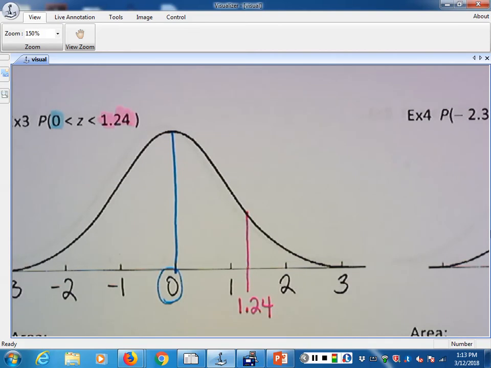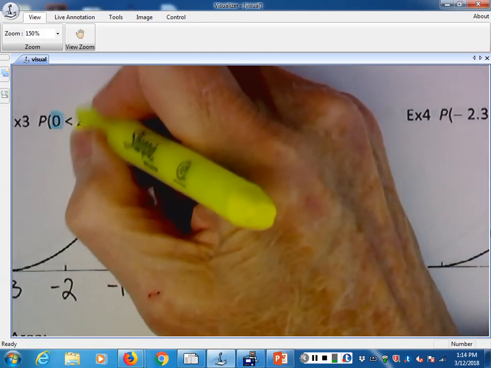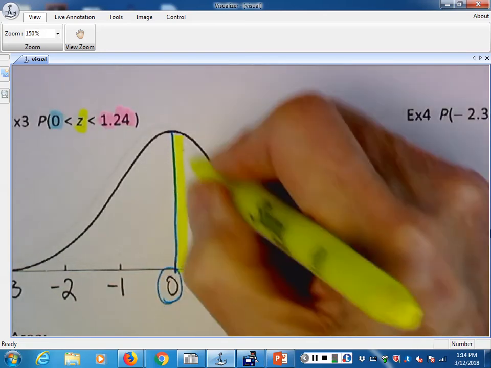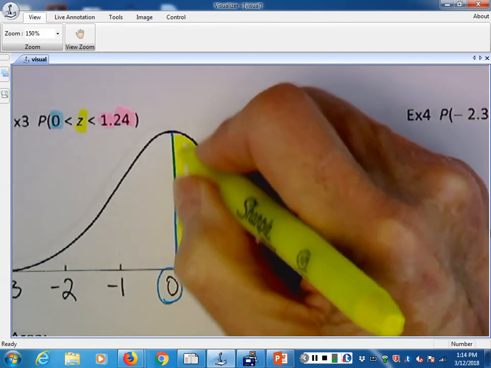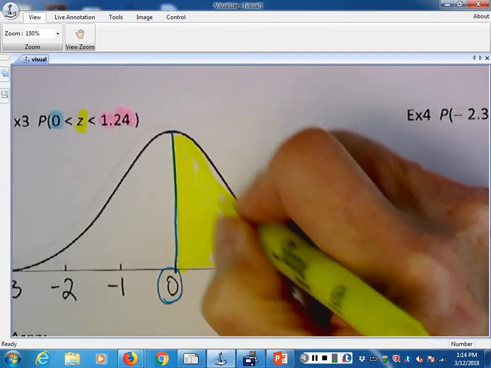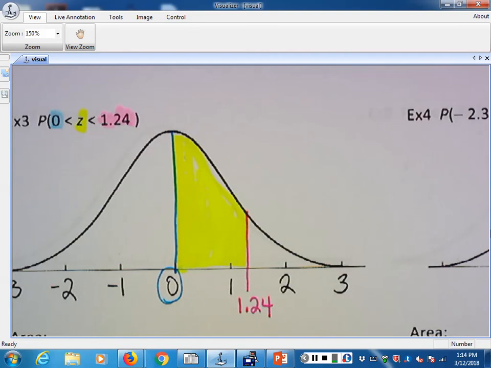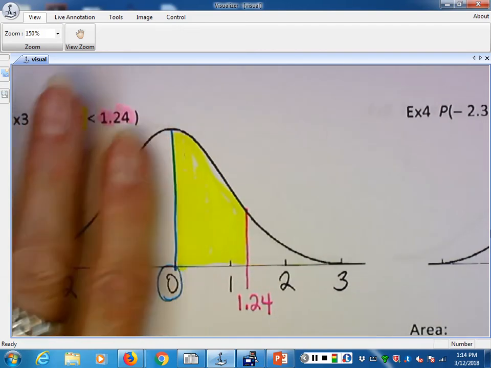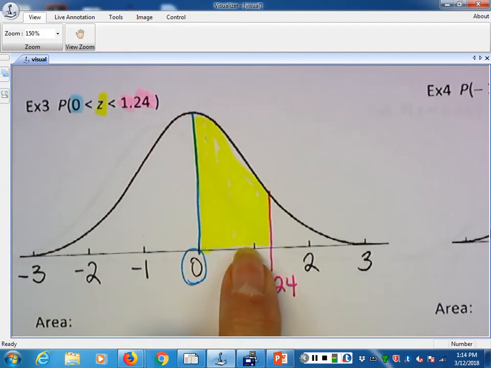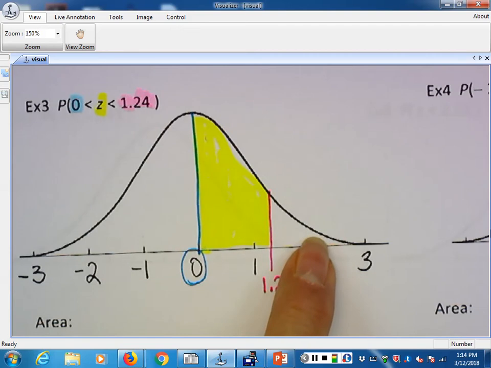Where does it say Z is? It says it's between. Okay? So we're looking for an area that's less than half. We know it's less than half because half of it is over here and half of it is over here, and it's not all of this half, it's part of it. And it's probably more than 25% because it looks like it's a little bigger than the part that we didn't color in. But that gives us a ballpark idea of what it should be.